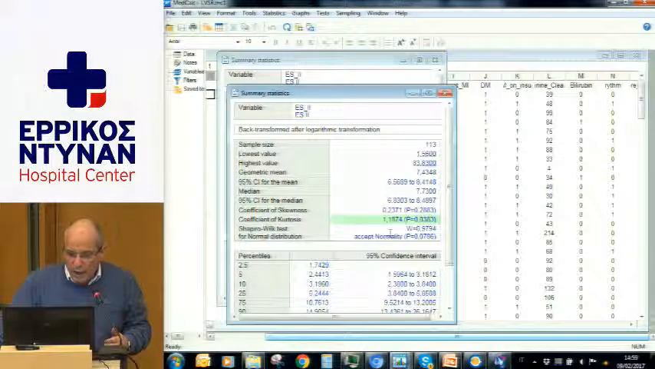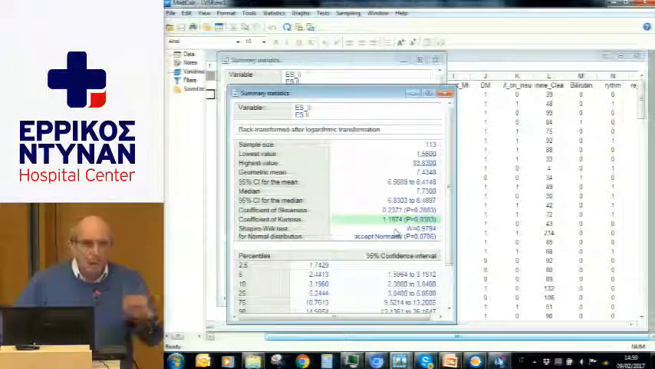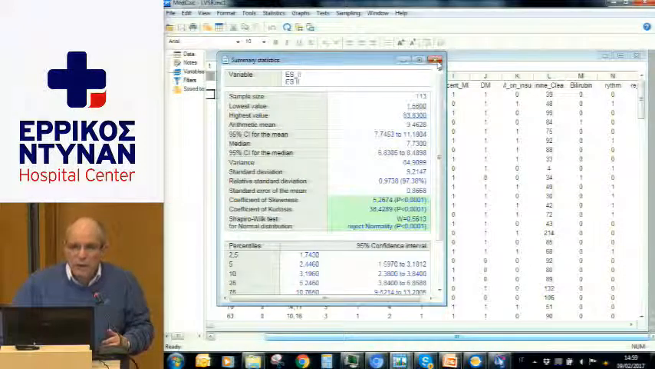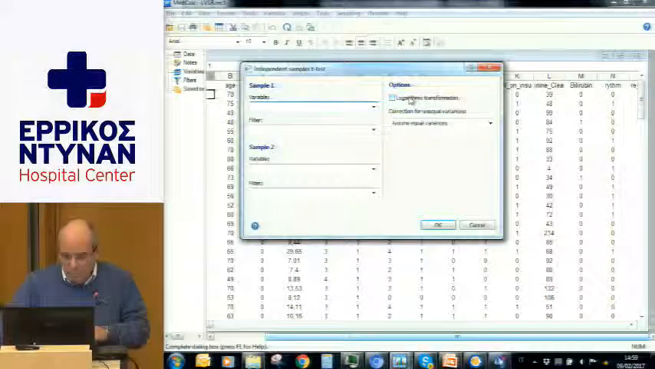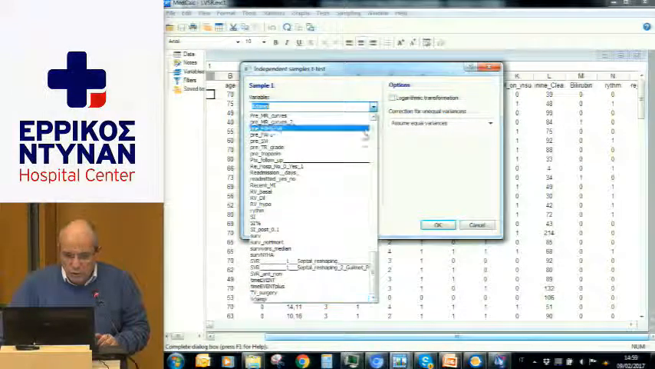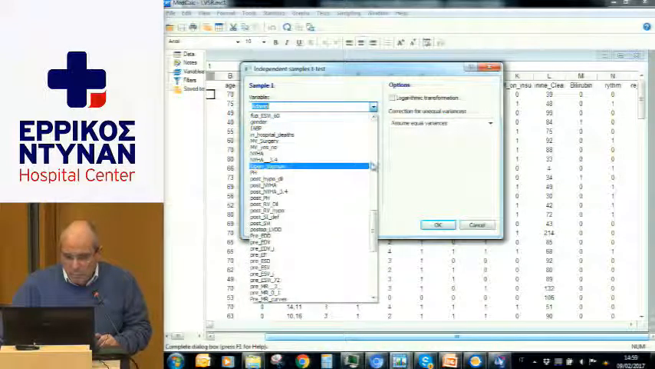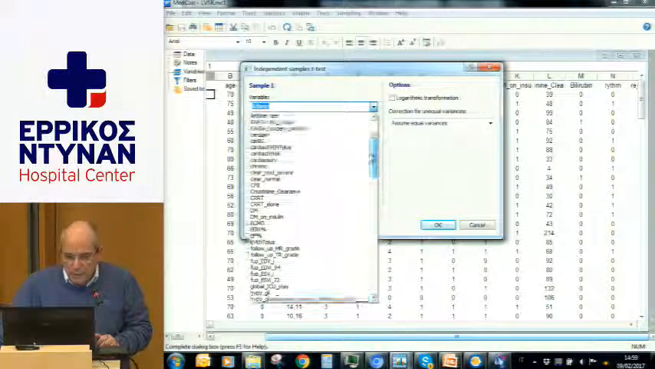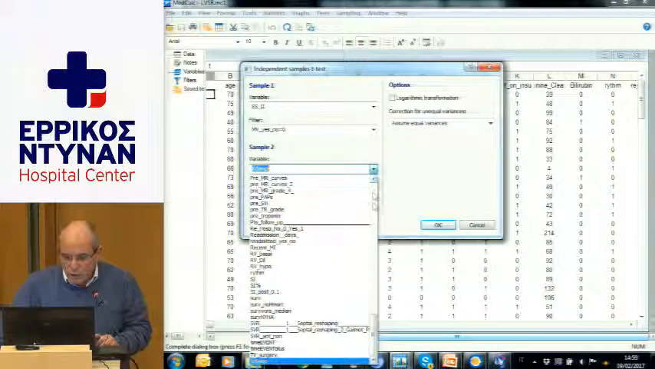You see that now it says accept normality. So it means that after this trick, that is logarithm transformation, log transformation, you can use again the test we were using before, the t-test for independent samples. Again, here you put the same, but we needed to change the variables we are working with. Let me find where is the Euroscore 2. This is okay. Here is Euroscore 2. We change everything here.